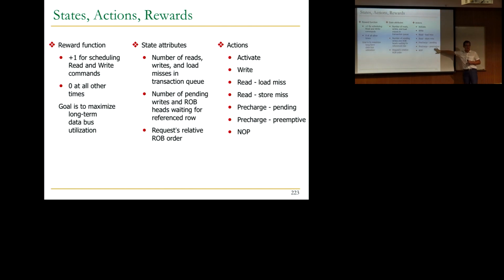Preemptive precharge. Basically, this is to close the row whenever you don't have a request to the bank. Whereas pending precharge, you have a request to the bank, and you actually need to precharge it to service that request. Preemptive is anticipating that in the future, we need to close this row. We need to precharge that bank. And no-op is another action, as you can see over here. So sometimes you may want to schedule a no-op because that's good for long-term data bus utilization. Okay. And once you have that, you leave it to the reinforcement learning algorithm. But it's not easy to design.